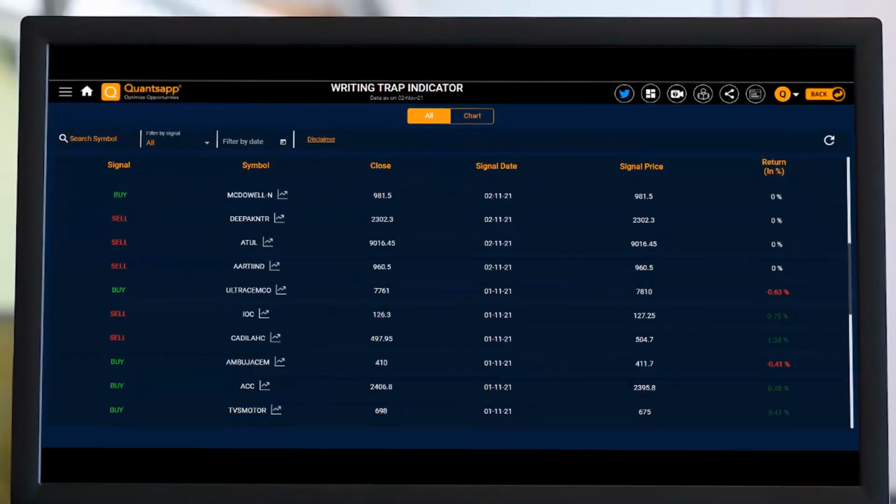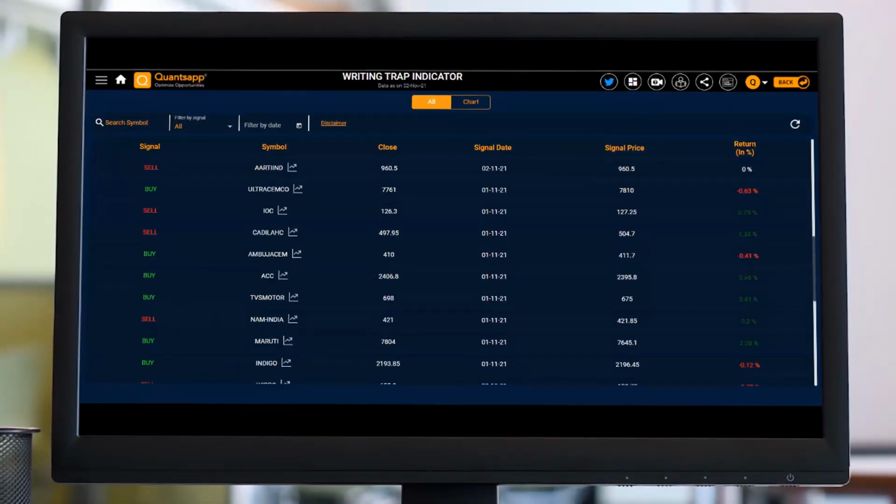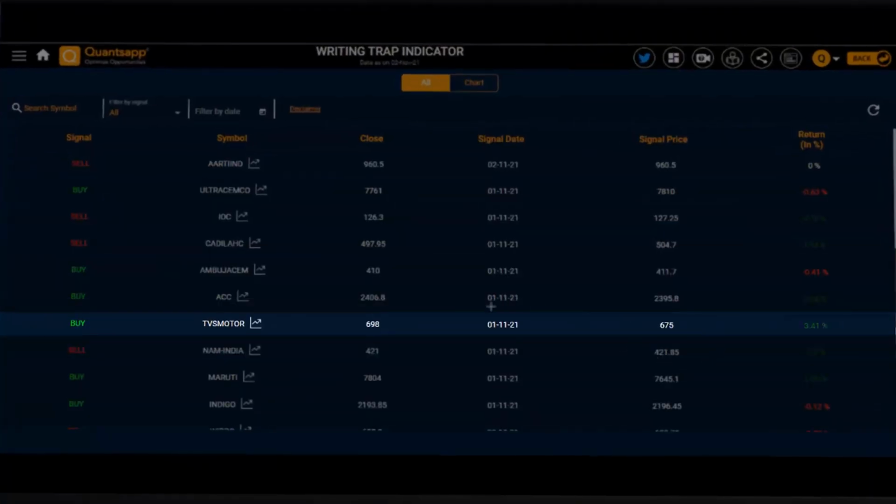To take a previous example, let's say TVS Motor in this case. In TVS Motor, the signal was generated on 1st of November 2021. Its end of the day futures price was 675. Right now the CMP of TVS Motor is 698. So from the signal price up till the CMP, this is the kind of return which the Trap Indicator's buy signal on TVS Motor has generated. It has generated a return of around 3.4%.